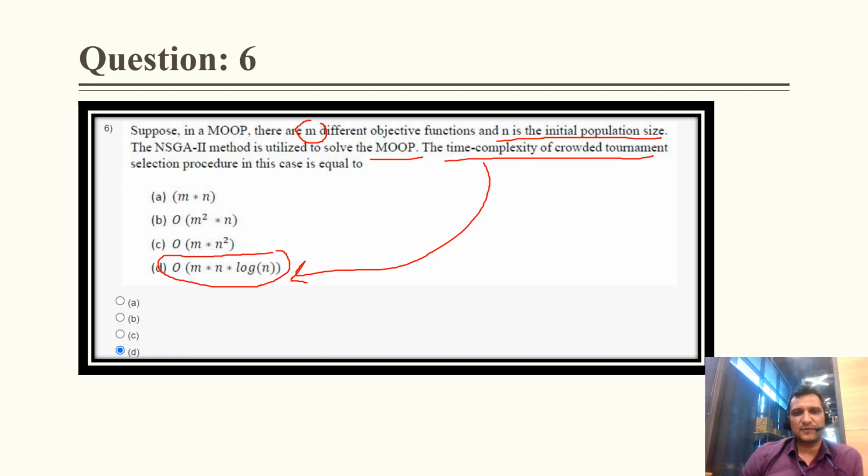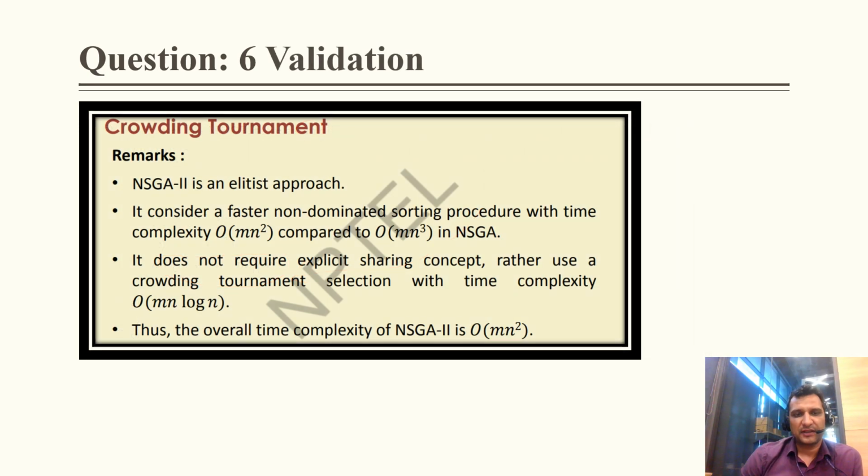So the question number 6 validation is this one. It does not require an explicit sharing concept, rather it uses crowding tournament selection with time complexity O(mn log n), right? So the overall time complexity of NSGA2 is O(mn^2).